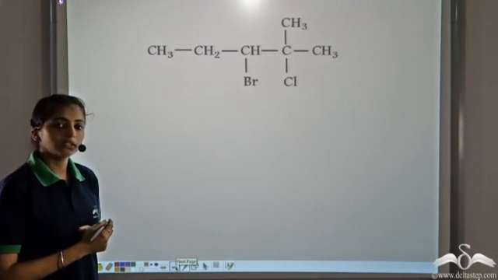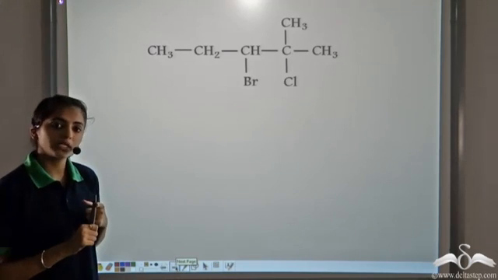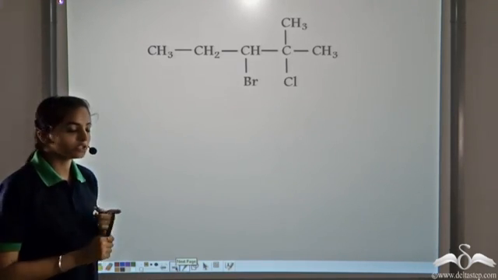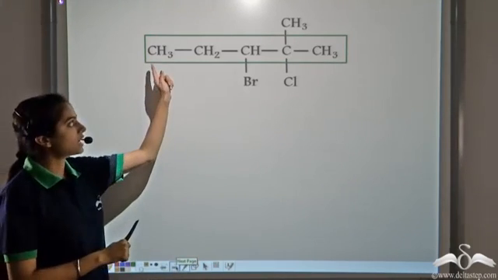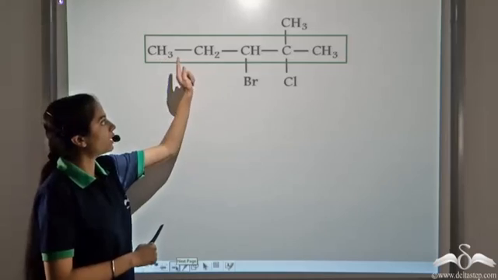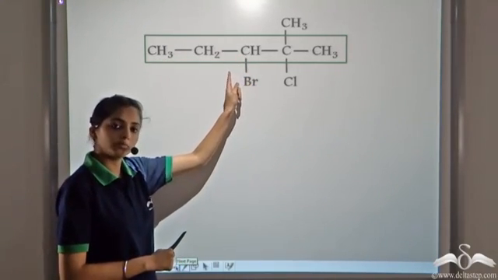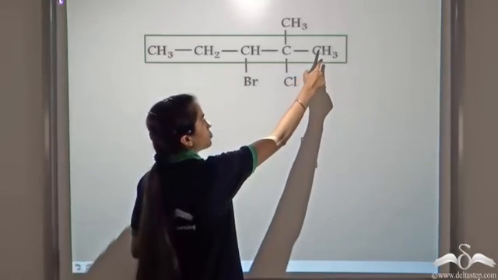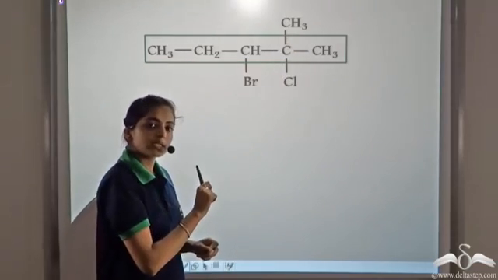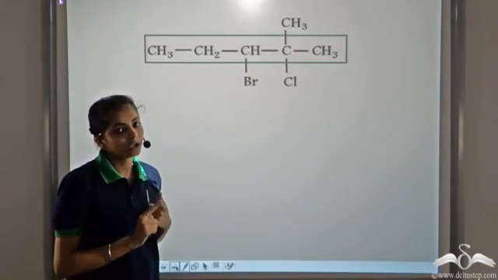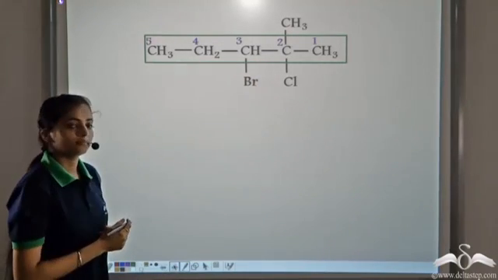So we are given an organic compound. Let's try to write its IUPAC name. So the first step remains the same. We find the longest carbon chain. So this is the longest carbon chain. If we start the numbering from left, we'll get 1, 2, 3. The first substituent would be encountered at the third position. If we start the numbering from right, we'll get 1, 2. Both the substituents would be encountered at the second position. So by rule, we give the lowest number to the substituent. So we start the numbering from the right hand side.